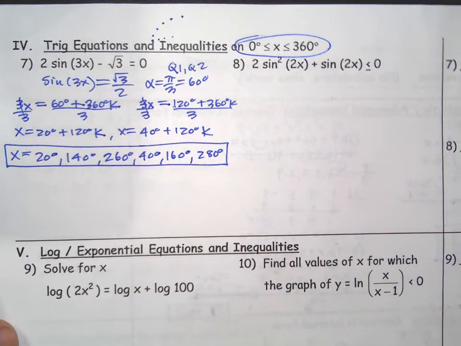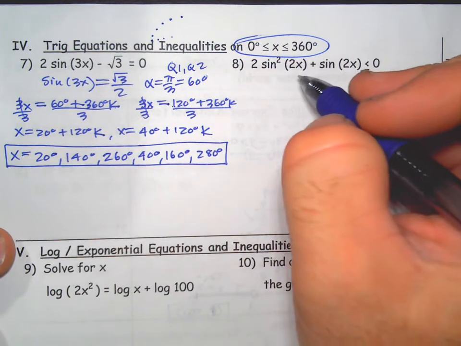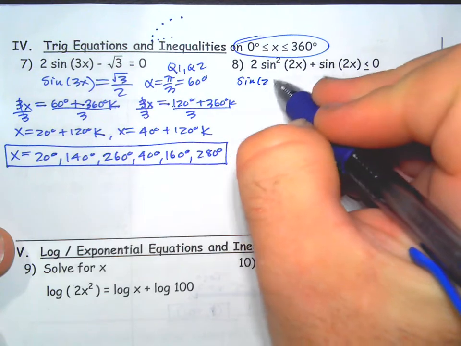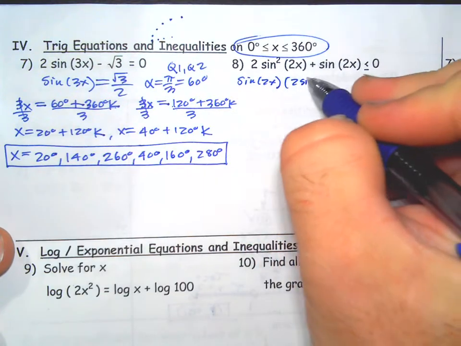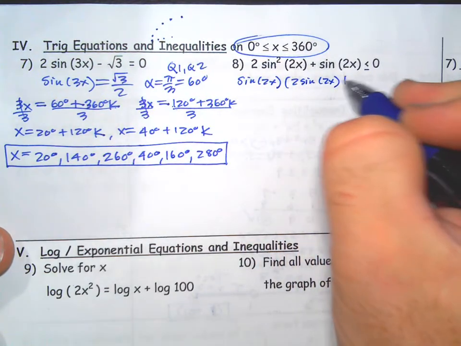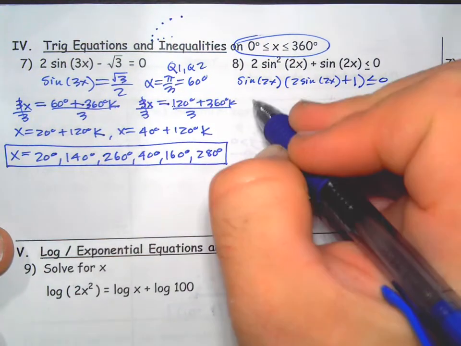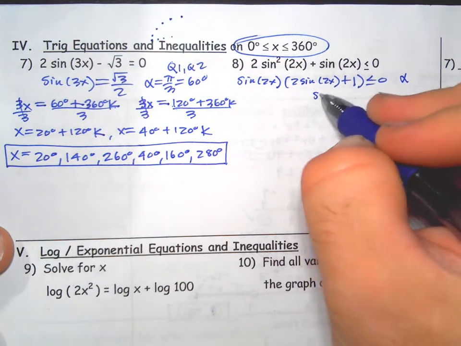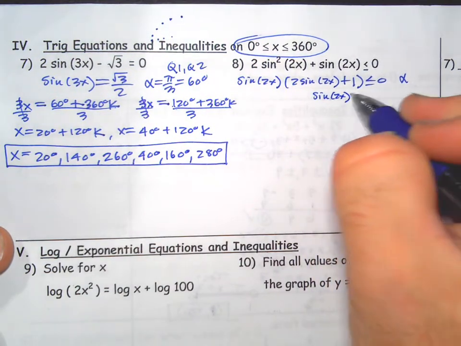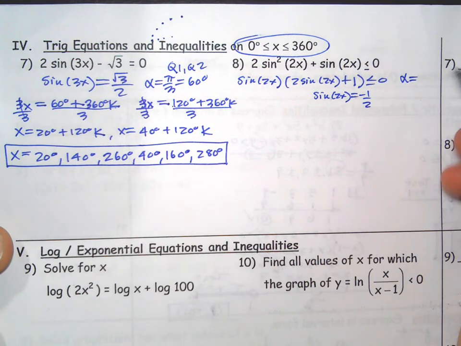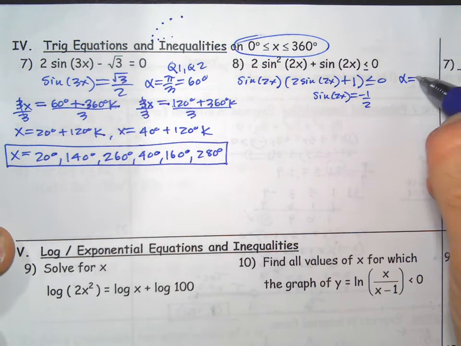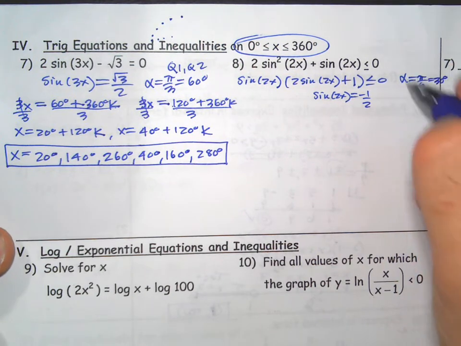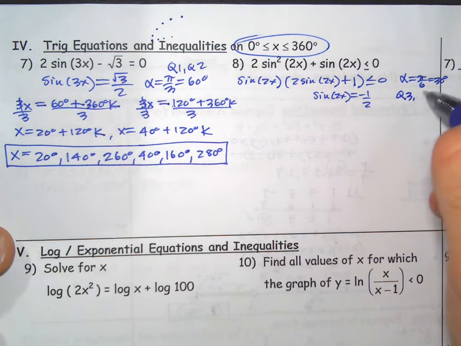Okay, next one. We've got an inequality, so we still have to find the roots. I think we should factor sine 2x out as the GCF. And then here, sine 2x equals -1/2. So alpha equals pi over 6 or 30 degrees. Quadrants 3 and 4, so it's negative.